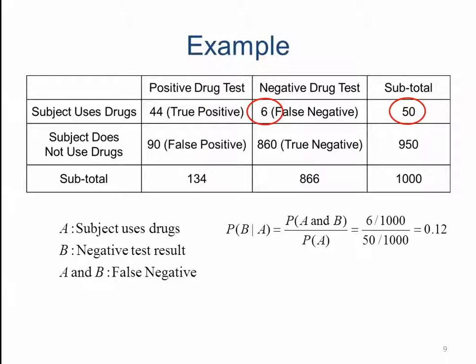All right, so back to this problem. The probability of B given A is the same as the probability of A and B, which is the false negative, over the probability of A. That's the probability of the subject uses drug. Plugging in each of these probabilities, it's 6 over 1,000 over 50 over 1,000, then you get 0.12.